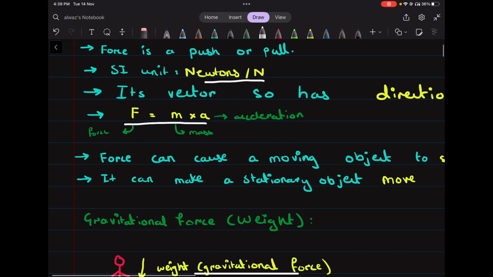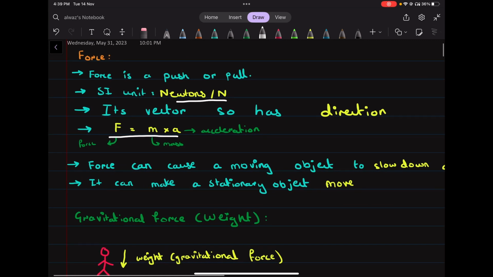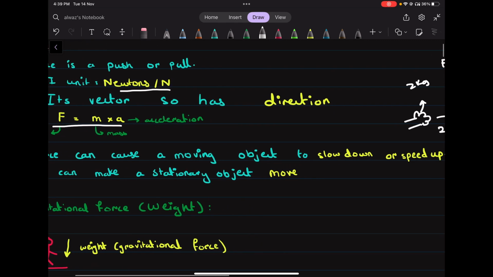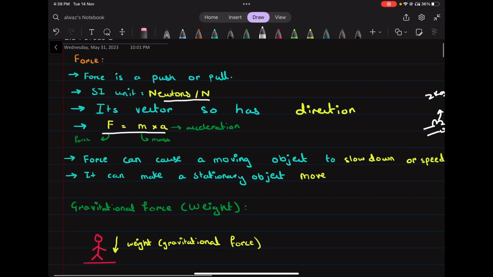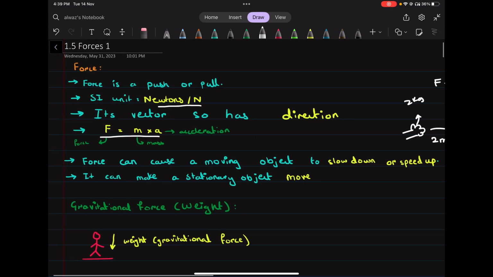Moving on, force can cause a moving object to slow down or speed up. What this means is that if there's an object which is at rest, a force can cause it to speed up, or if there's an object which is already moving or speeding up, a new force can cause it to slow down. A force can make a stationary object move. So every kind of movement, speeding up, slowing down, or starting a motion is caused by force.